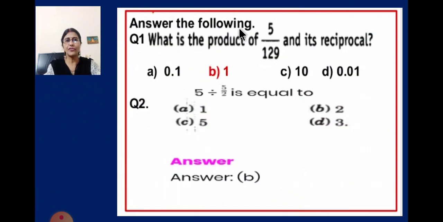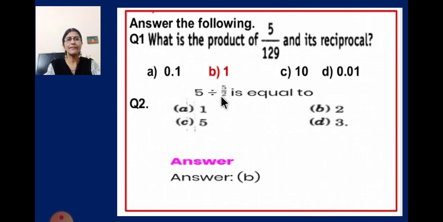Next is answer the following. That means solve the following. You have to solve this question. What is the product of 5 upon 129 and its reciprocal? So reciprocal means this number which is in denominator will be in numerator's place, and this will come to the denominator's place. So you will get 129 upon 5. And when you find the product, that means multiply. Any number when you multiply by its reciprocal, the answer is 1. So here we will get the answer 1.